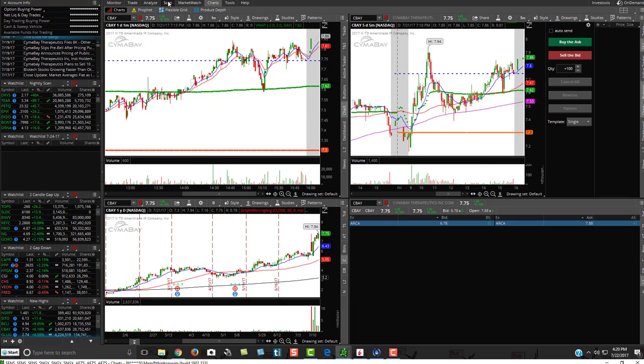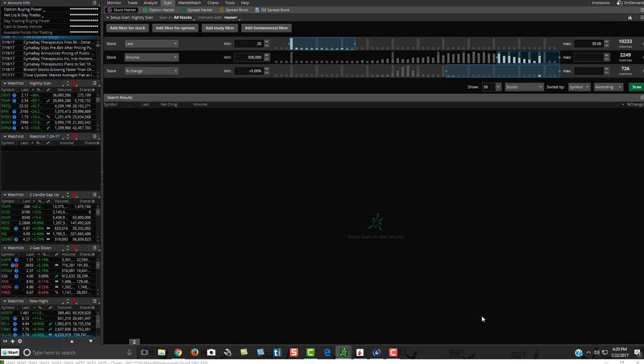So let's go build the watch list for Monday. I'm looking for stocks between 30 cents and $30, minimum 500,000 shares, minimum of 5% gain from the previous day, which is Friday. I'm personally trading stocks below $10. Just my own personal preference. I like to have really disciplined risk management.